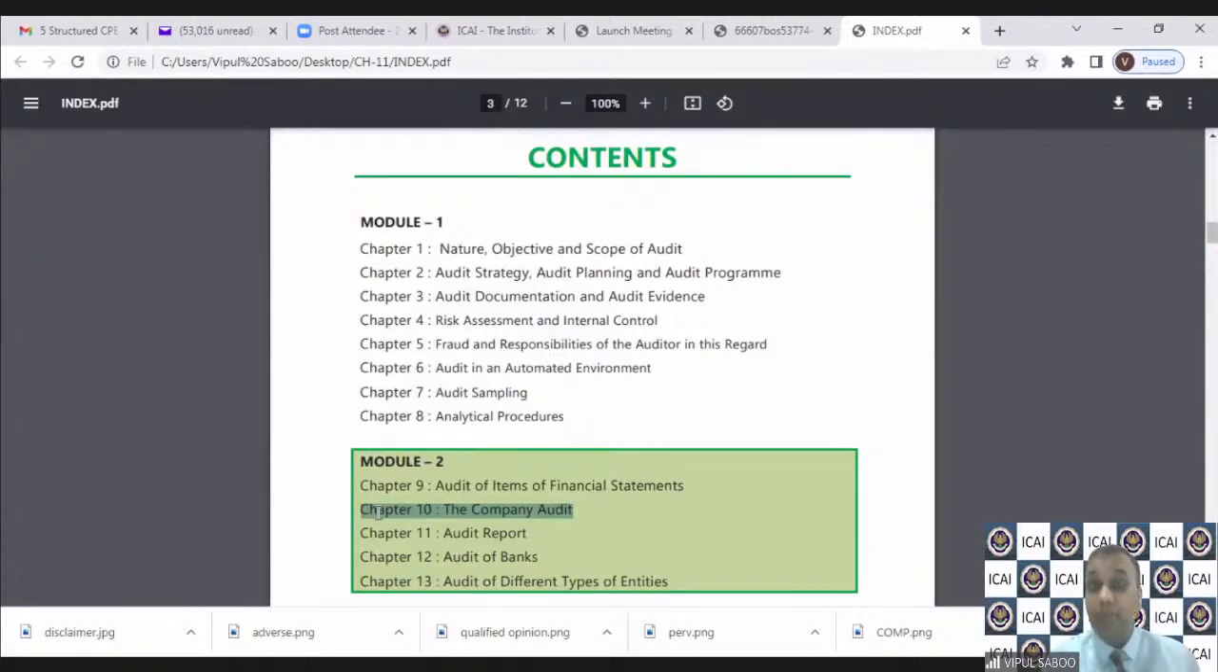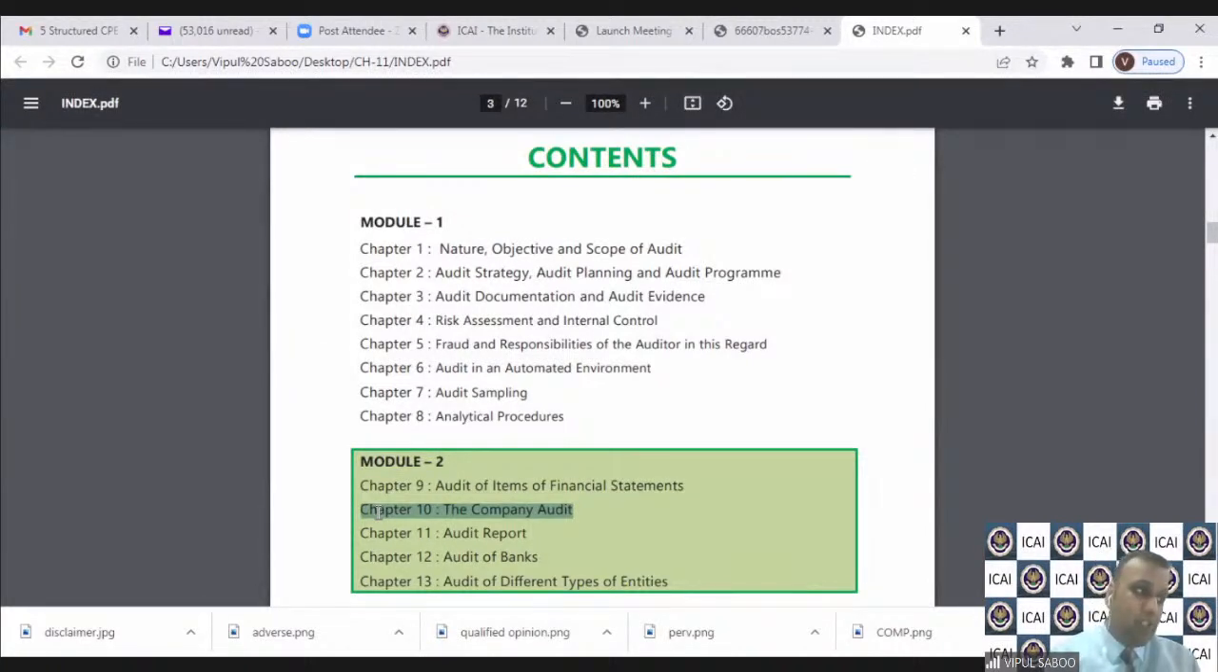How does he prepare his audit report? What are his duties towards audit report? What are the objectives of audit report? What are the various forms of audit report? What is an auditor supposed to write in his audit report? Kind of the practical part as well, which we do as an auditor in our day-to-day life.